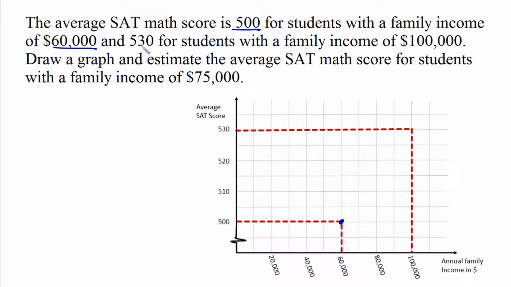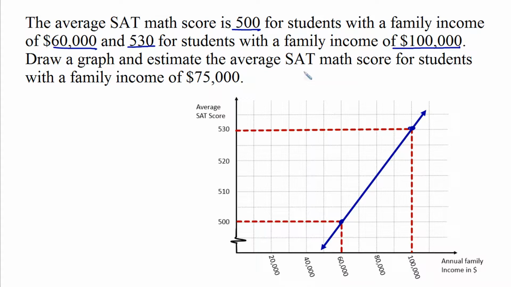And the second piece of information we know is that for a family with an income of $100,000, the students have an average score of 530. So at $100,000, we'll go up, and then we'll go to the left to 530. So there's another point. We'll connect these 2 points to form a line. This line represents the average SAT scores based on the annual family income.